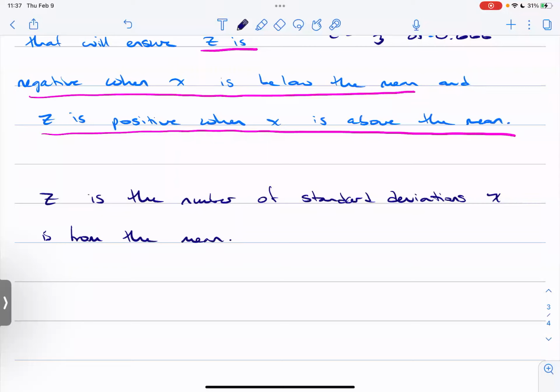So by standardizing values, not only are we going to be able to use the Z distribution to find probabilities later, but we'll also be able to compare standardized values. So that's where I want to start off here, okay?